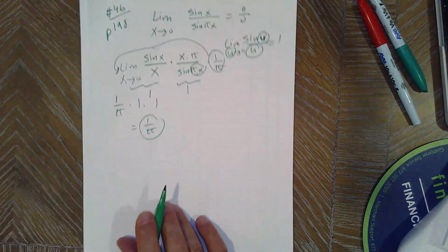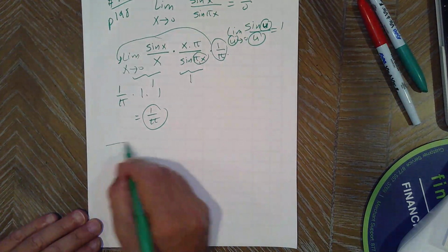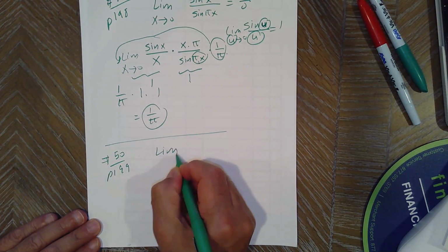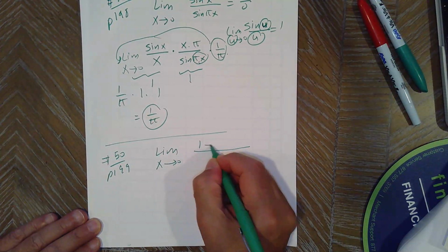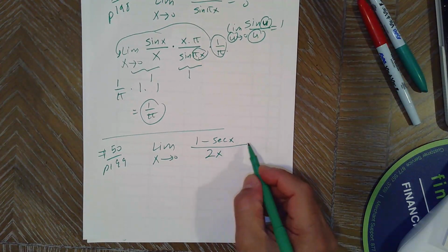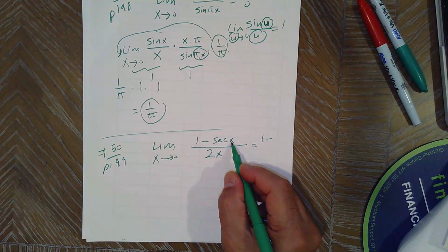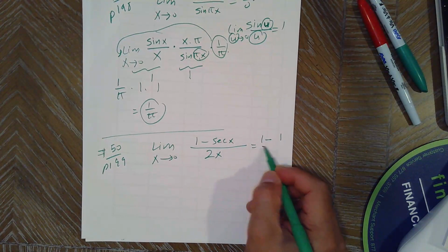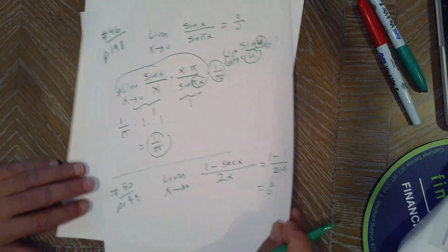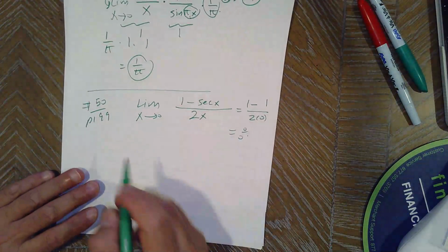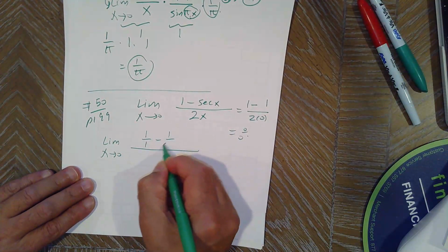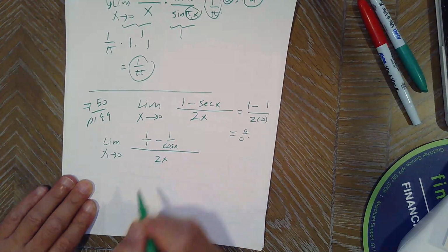So you gotta be a little clever with those problems. Number 50, page 199. The limit as x goes to 0 of 1 minus secant x over 2x. Well, if we put a 0 in there, it's 1 minus secant 0, which is 1 over cosine 0, which is 1, over 2 times 0, we get 0 over 0, no luck. So we're going to work it out. Since secant is 1 over cosine, we have no choice but to work it out over 2x.